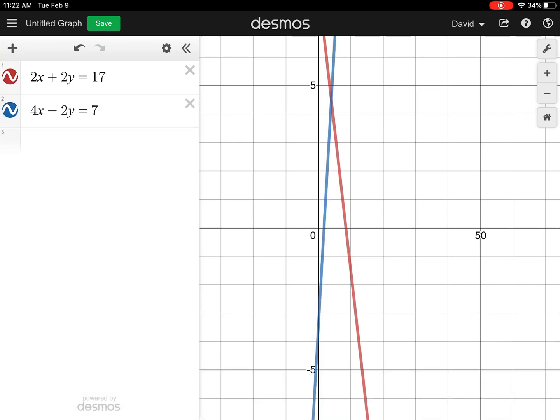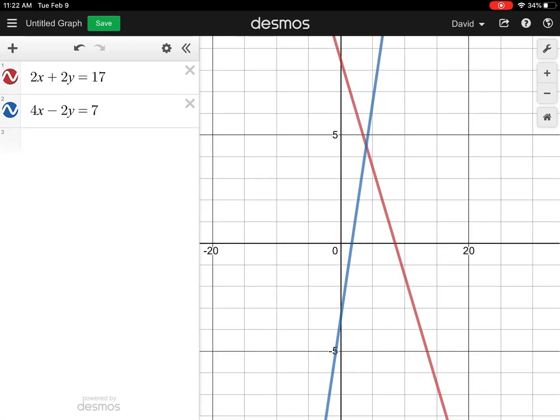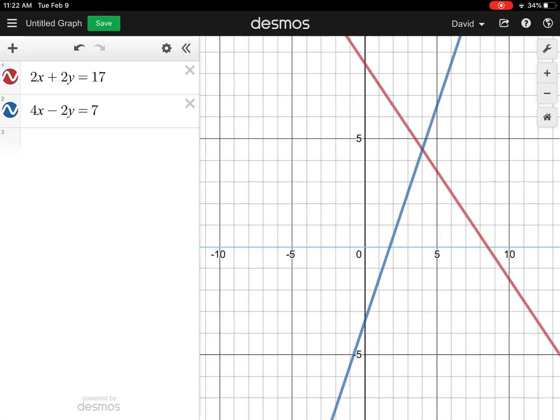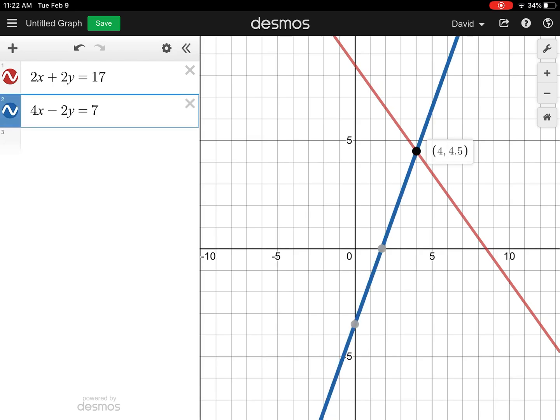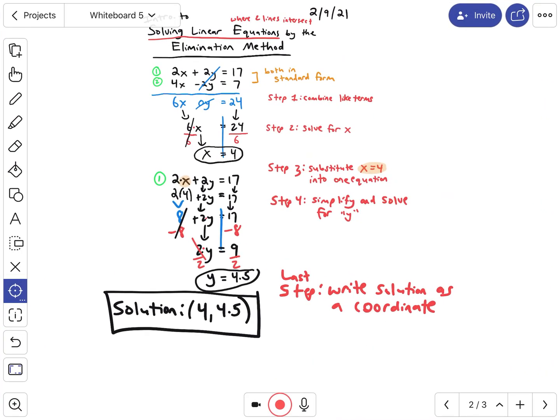Okay, so we see that there's a red and a blue line, and if we tap them right in the middle where they cross, it is 4, 4.5. I don't know why these scales are so messed up. Let me see. That's better. Okay. So yeah, that's the point where they cross, and that is actually the point that we got. So you can always check it by graphing, but this is the way that you'll show the work, and these are the steps.